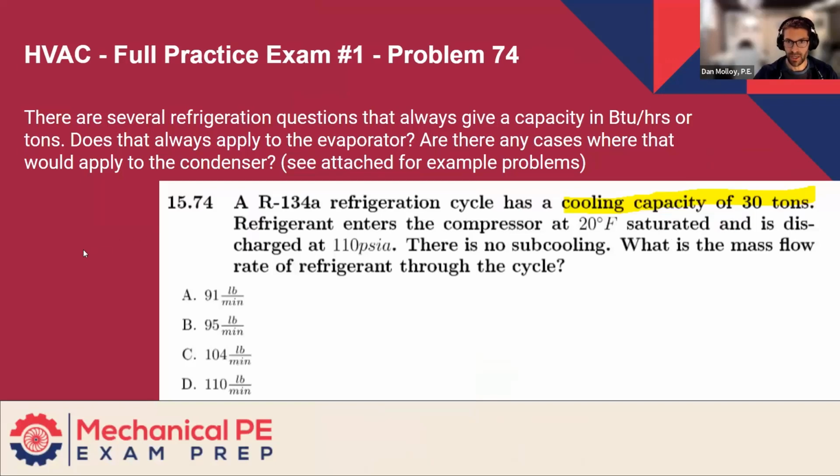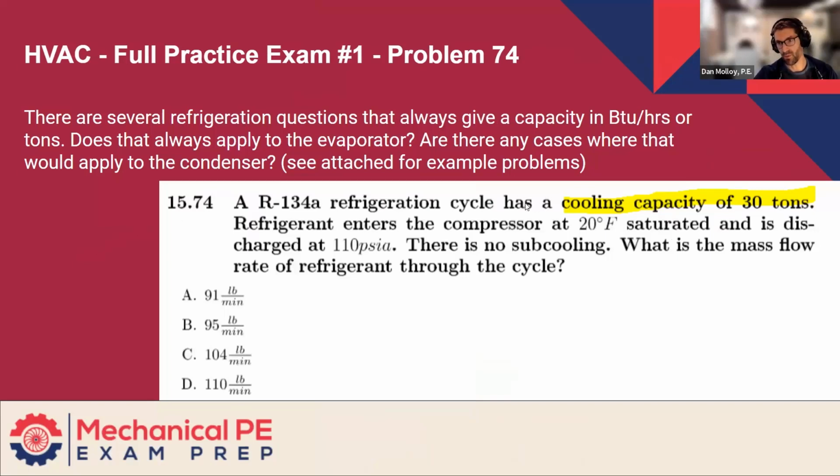And HVAC full practice exam number 1, problem 74. There are several refrigeration questions that always give a capacity in BTU per hour or tons. Does that always apply to the evaporator? Are there any cases where that would apply to the condenser? See the attached example problem.